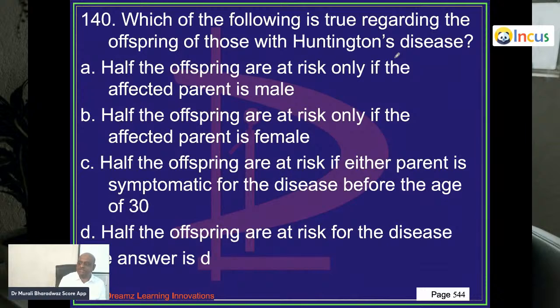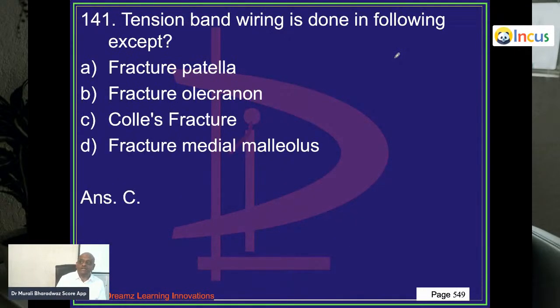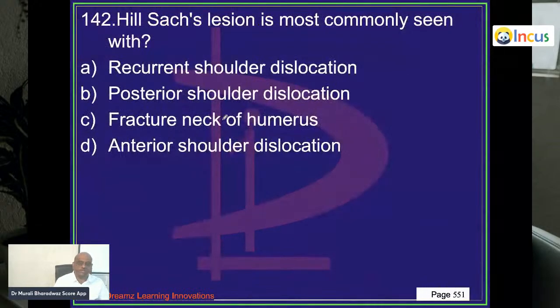Huntington's disease is autosomal dominant. This means half of the offspring will be at risk of developing Huntington's. Tension band wiring, where do you do? Patellar fracture, olecranon fracture, medial malleolus fracture, not Colles fracture.